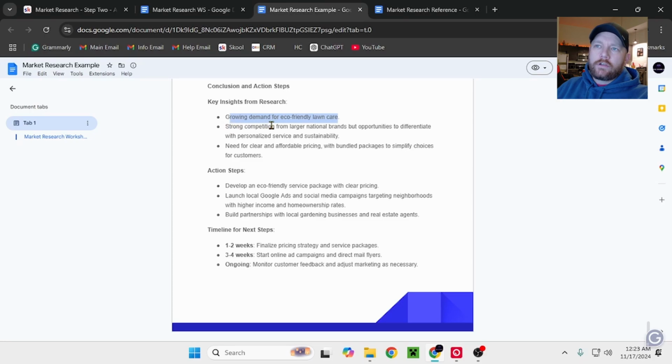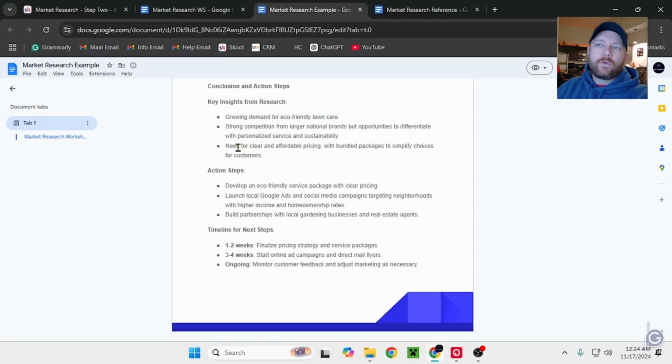So there's strong competition from large national brands, but there's opportunities because we can differentiate with personalized service and sustainability. So yeah, there's the big guys out there that seem like they're going to overshadow us. But that's the thing. There's always customers. There's always a market. If somebody's doing it, you can do it too. You just have to find how to do it better or different than them, right? So that you're in the market, so that you're desirable.